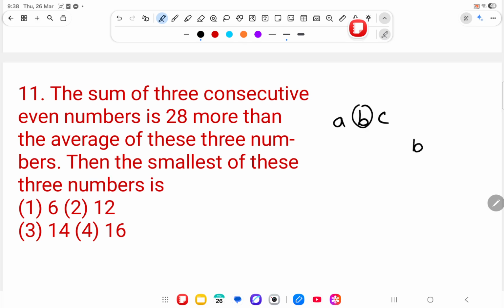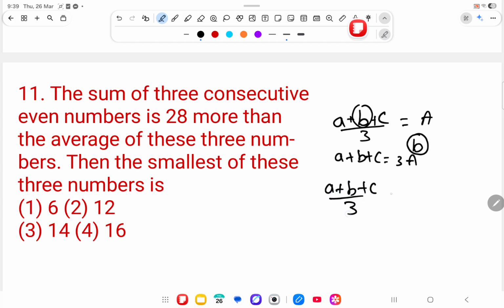See, suppose if I consider the average is B, then the sum will become 3B, or not? Yes. See, (A plus B plus C) by 3 is equal to what? The middlemost number. Why? Because they are even numbers. Even numbers means they are following a pattern. Every next number is increased by 2. So B. Then the sum A plus B plus C will become 3B.